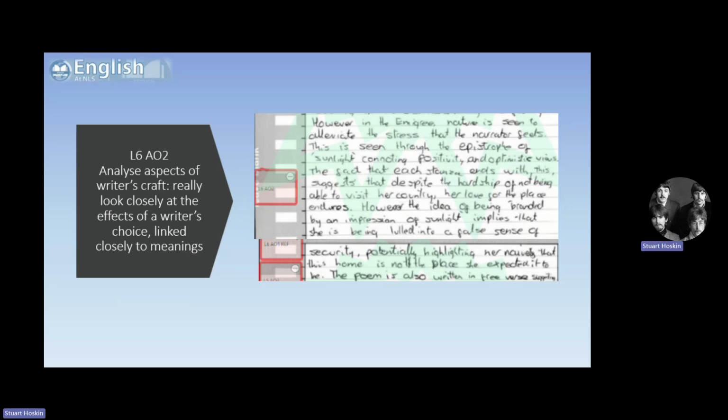Now, funnily enough, you've got epistrophe connoting positivity. And actually, that bit is the worst bit of the whole thing up there. It doesn't really make any sense. What makes this effective as a piece of discursive writing is, again, the first sentence. The point that's being made is in itself an interesting, complex analysis. Nature is seen to alleviate the stress that the nature feels. It deals with the effects of the writer's choice right up at the beginning.